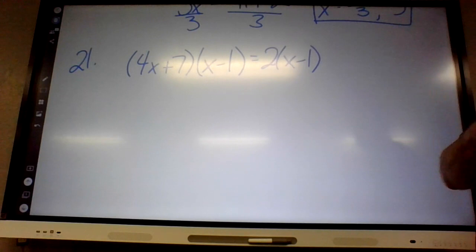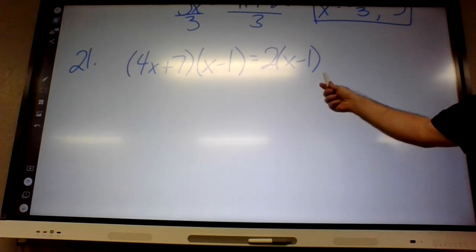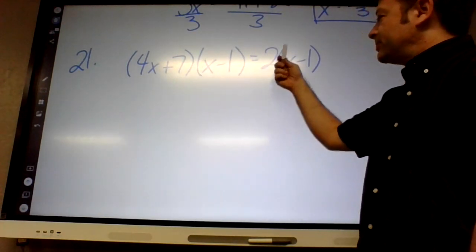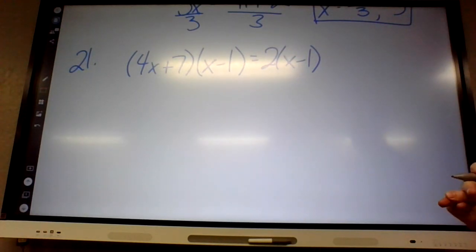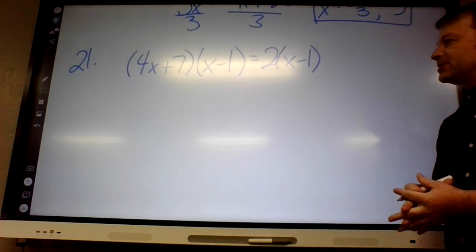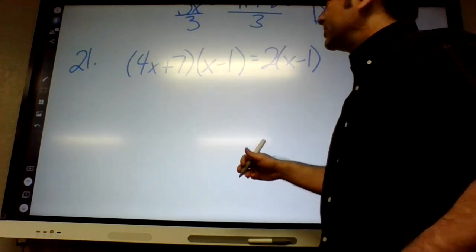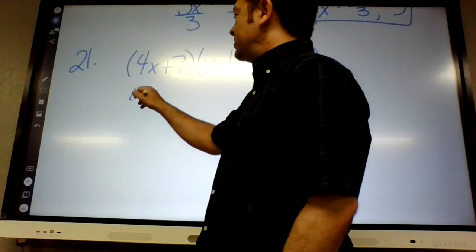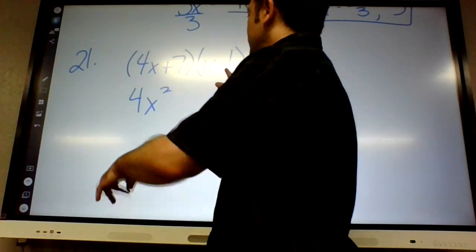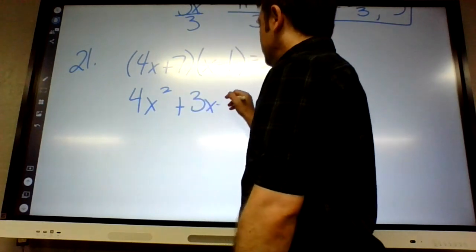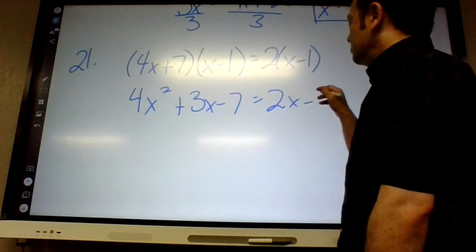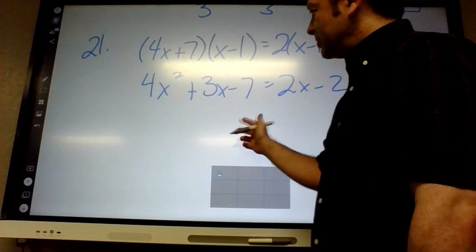You could divide both sides by x minus 1 since they're factors on both sides. But the problem is sometimes when you divide both sides by an x, you lose an answer. And that would happen in this case. So I'm just going to FOIL it very quickly. Outside negative 4x plus 7x. And then I'll bring everything to the left.